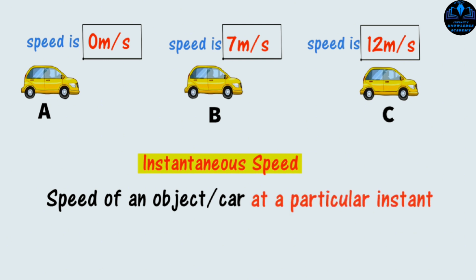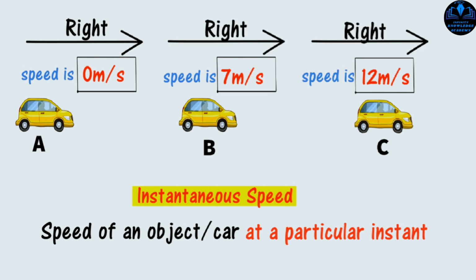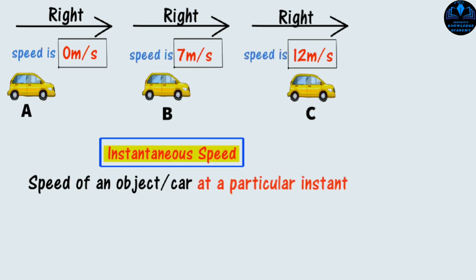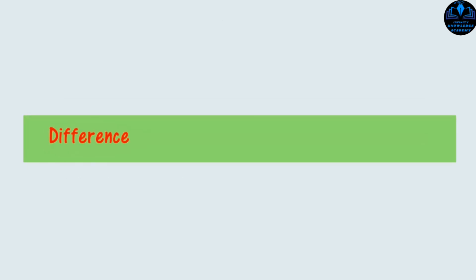Now if I include the direction, 0 meter per second, 7 meter per second towards right and 12 meter per second toward right, this speed is shifting to velocity. So I say this is the instantaneous velocity, because we know speed and a specific direction gives us velocity. Now to tell you the difference between average speed and instantaneous speed.